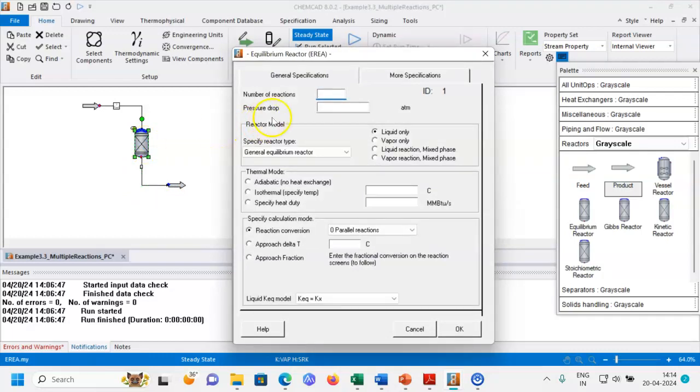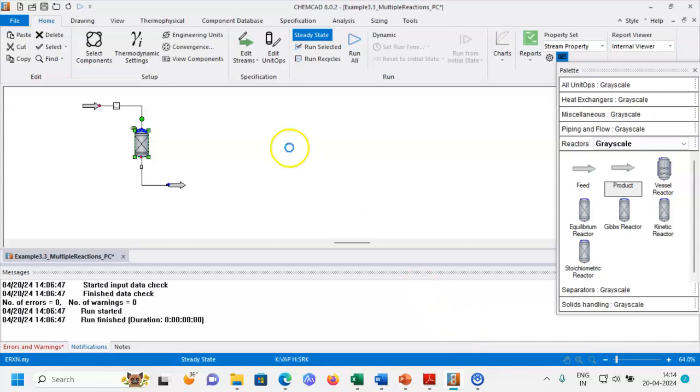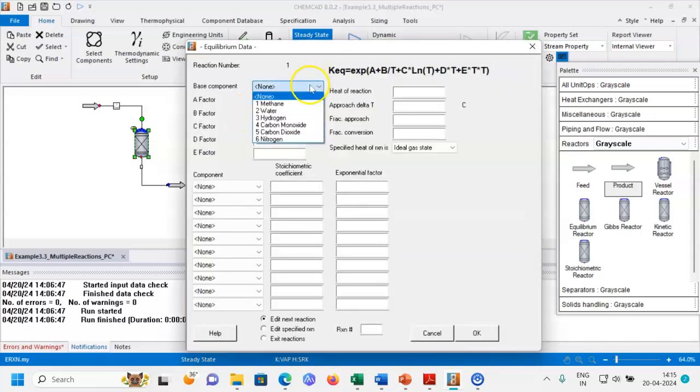In the reactor, I know that there are two reactions going on. I will not assume any pressure drop. I will consider this to be an isothermal reactor at 350 based on the data provided. The reactions are parallel in nature, and the reaction phase will be vapor phase. It's very important to click this radio button, otherwise the reaction will not happen. I'll press OK.